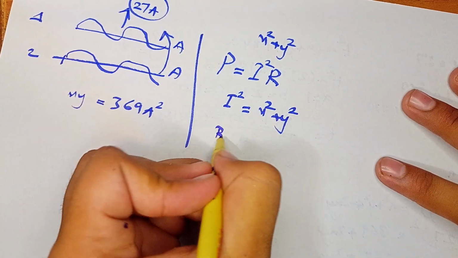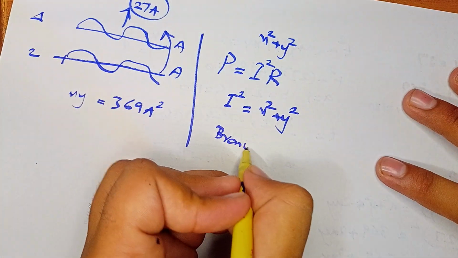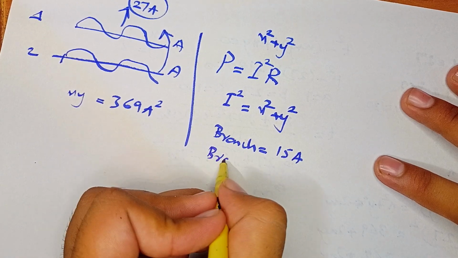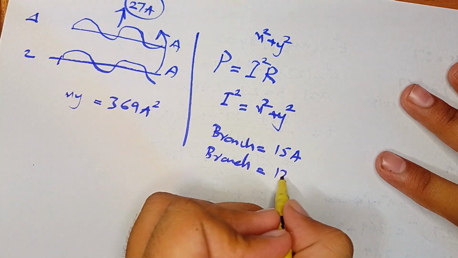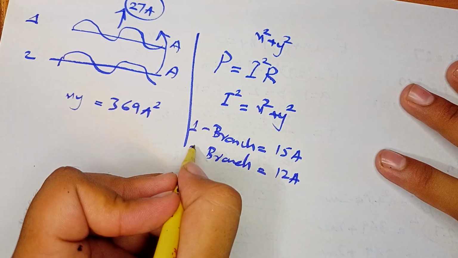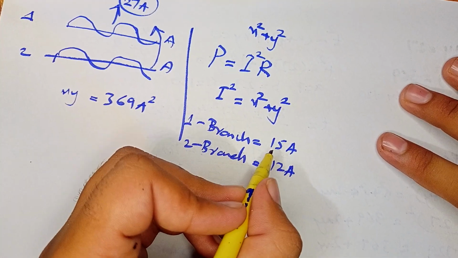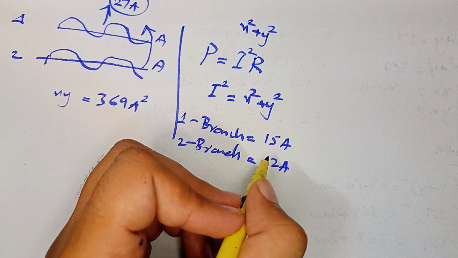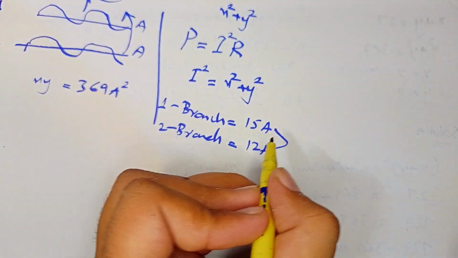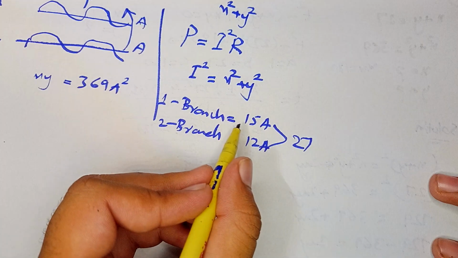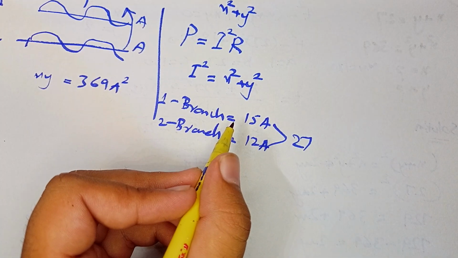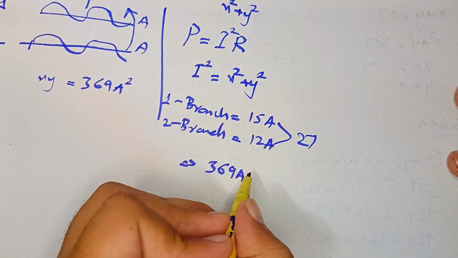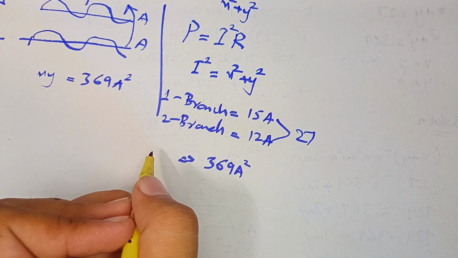For example, this is our branch 1, it contains 15 ampere current, and our branch 2 contains 12 ampere current. If we add both branches, 15 plus 12, it is 27, and if we multiply both, 12 multiplied by 15 is 180, and the sum of squares is 369 ampere square. So that's why this comes into place.